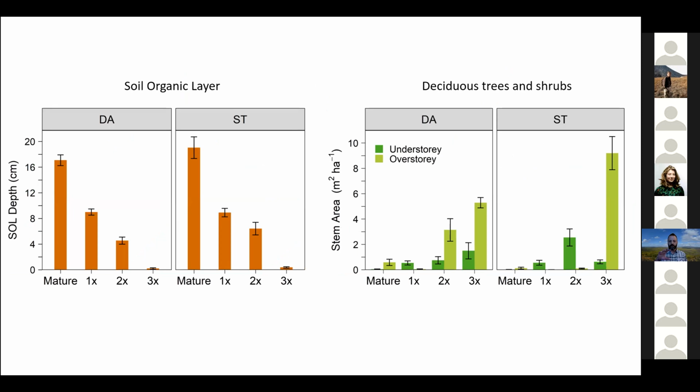Whereas, because we focused on areas that were more covered with overstory, we saw an actual increase in deciduous overstory cover with burn frequency, especially by the time you got to 3-time burns. And there are 2 sites here. Our Dalton site is roughly equivalent to our upland site, and our Stee site is roughly equivalent to the lowland site that Kate was looking at.